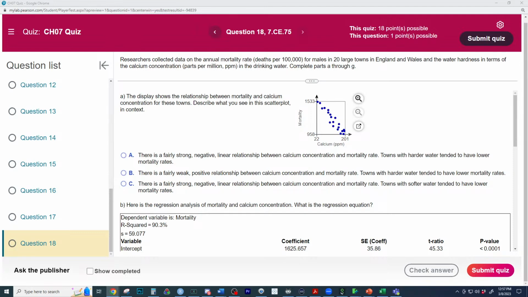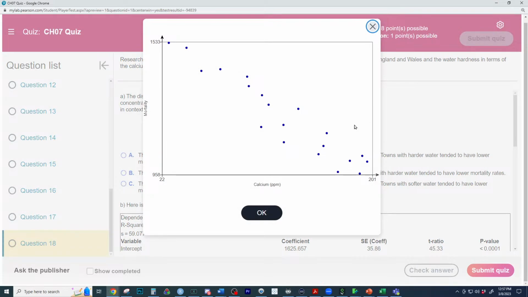Stat 201, chapter 7 quiz, and always write down your interpretations to practice them. That is the best way to practice for the test. Here we go. When you look at this data right here, it's clearly a negative relationship. It doesn't really have much plot thickening. I know it's a little thicker over here, but mostly good, mostly.